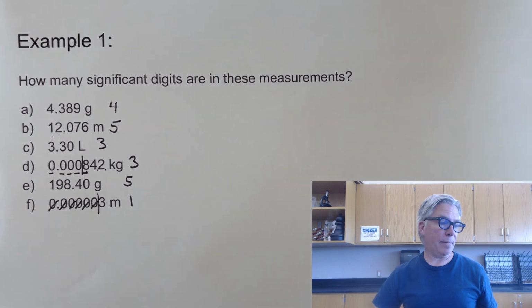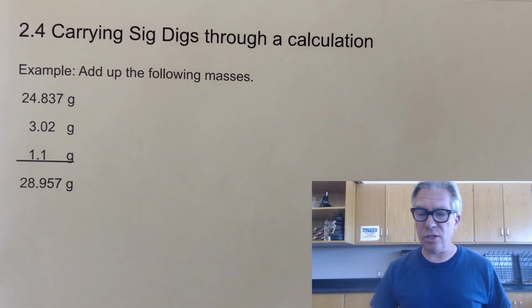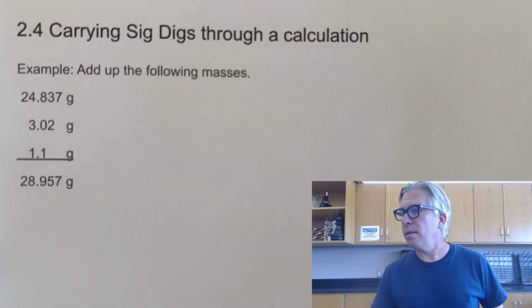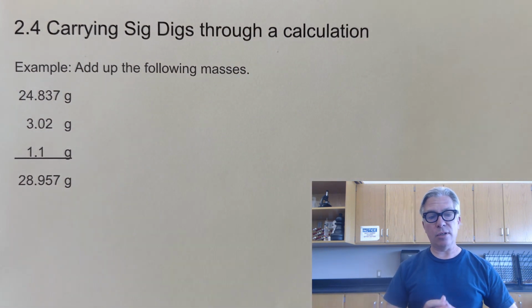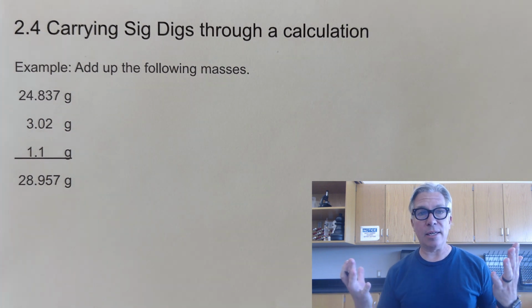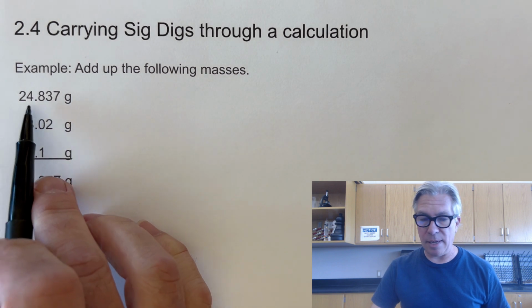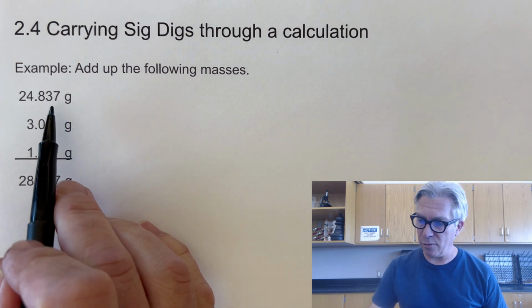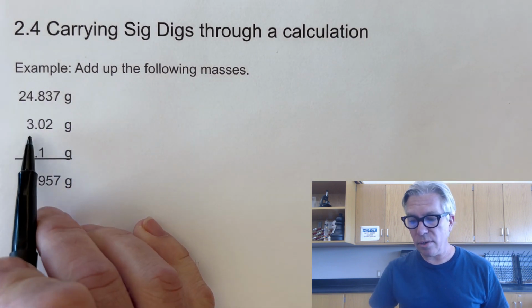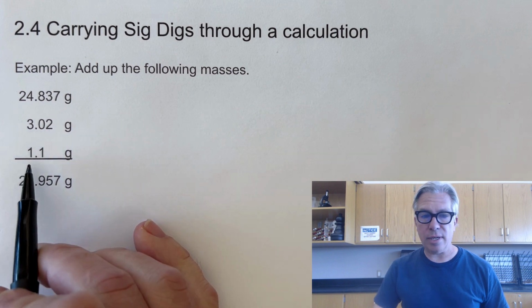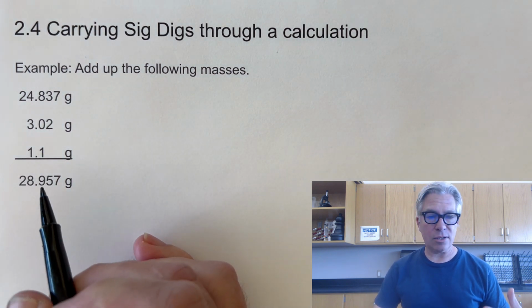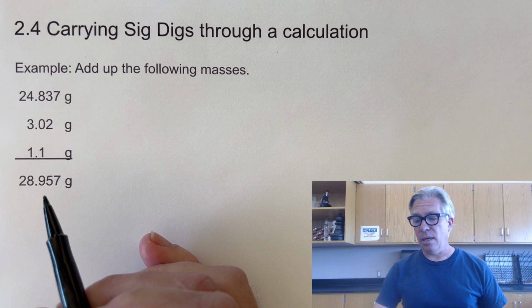So that's part 1. And before we talk about the 2 rules for using sig digs in a calculation, let's just do a calculation. Let's imagine for a moment 3 different students measuring 3 different objects, and they want to get the total mass of all 3 objects. The first student comes up with this mass using a nice sensitive balance, 24.837. The second student, 3.02, and the third student has an object, 1.1 grams. That's all the instrument gave to him, and that's what we got.